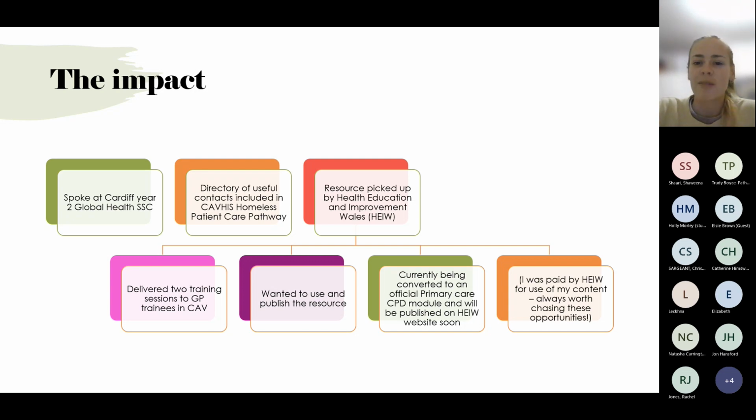And for me, the fact that this was being used in real life and was actually potentially going to impact service provision and care for patients was a massive thing and was really exciting.